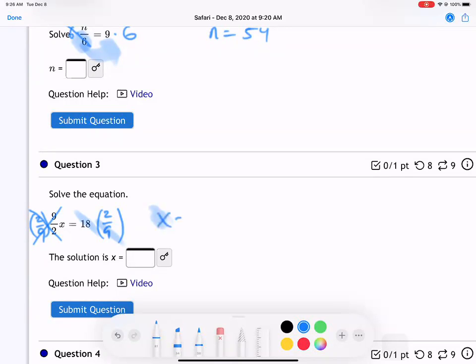So x equals 2. These divide out, leaving me a 2. 2 times 2 is equal to 4. If you want to practice that again, hit similar question and you can do it again.